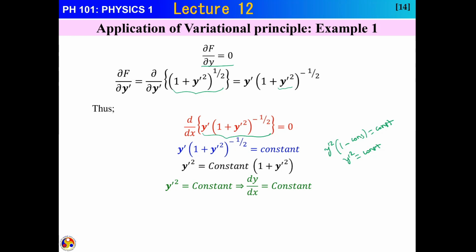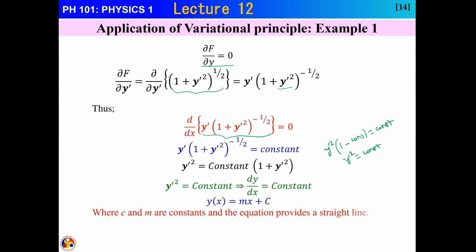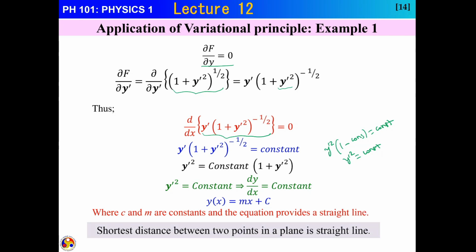And now if I integrate it, you are going to get y equal to mx plus c, where c and m are some constants, and the equation provides a straight line. So that means when the function f is applied to the condition of the Euler-Lagrange equation, it gives a path or equation of motion which defines the shortest distance between these 2 points. So here, in a plane, we are getting just a straight line. I hope now you can prove it very simply without any difficulties.